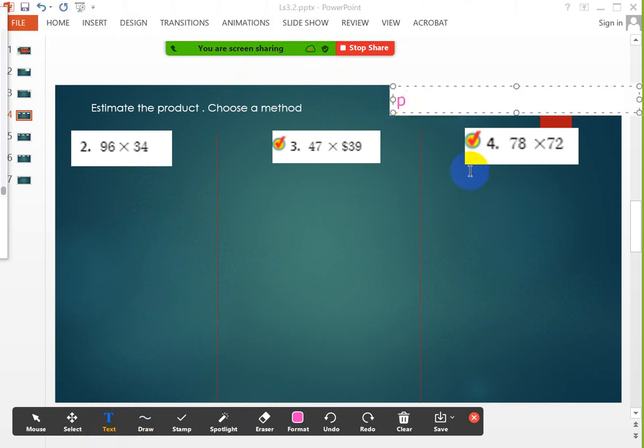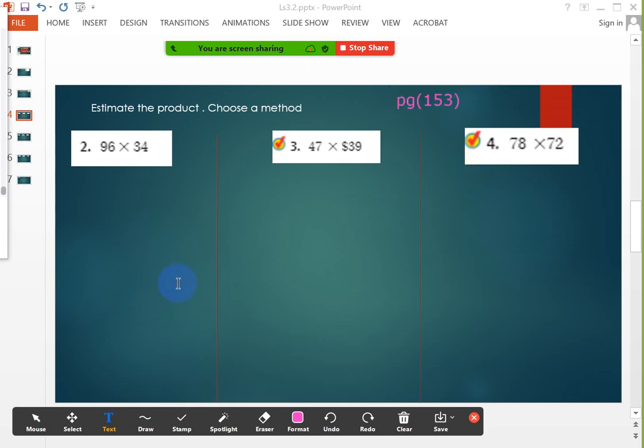So this is page 153. So girls, I want you to help me to solve the exercises, and I will choose one method, rounding or comparable numbers. Actually, rounding is easy for me and for you actually. So look at number 2. I will solve only number 2, and you will help me after that with solving exercises. Okay, so I want you to focus with me.